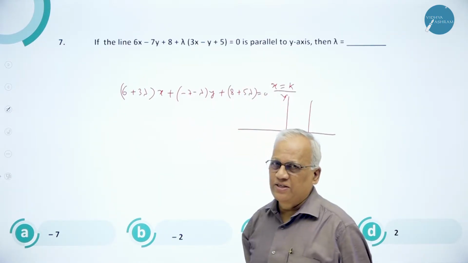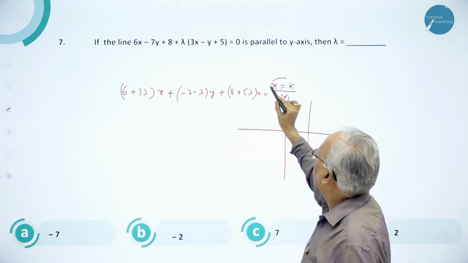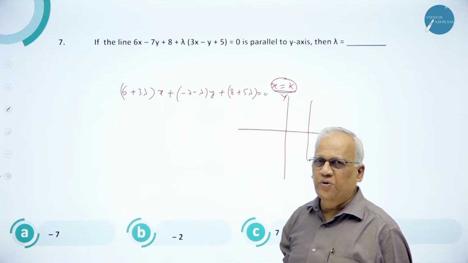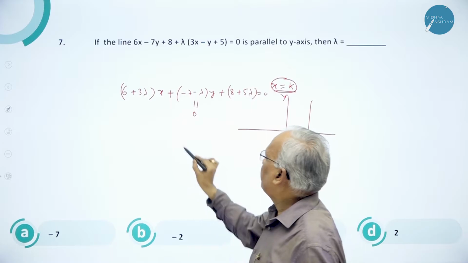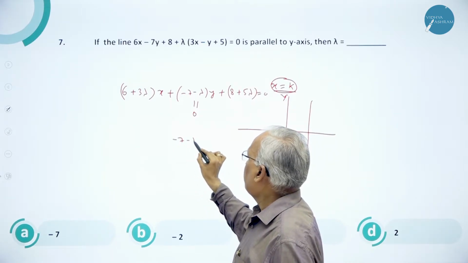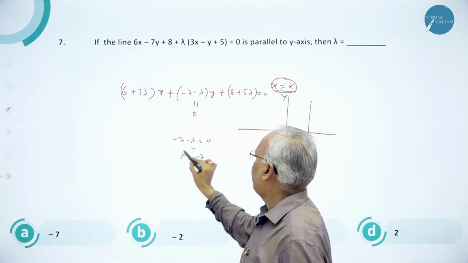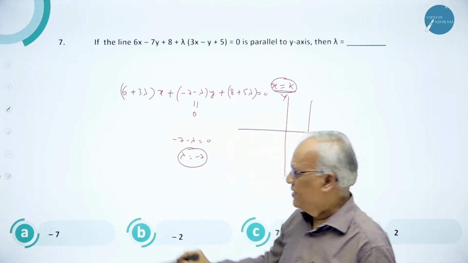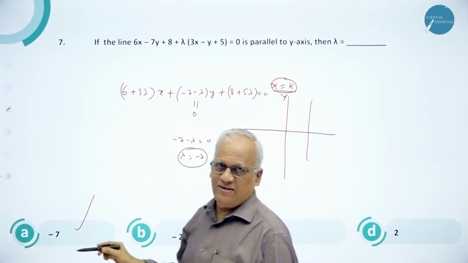Take this equation in the form ax plus by plus c equal to 0. You know, any line parallel to y-axis is in the form x equal to k, meaning the y term is absent. So it should be equal to 0. Therefore, minus 7 minus lambda equal to 0. Therefore, lambda equal to minus 7. Lambda equal to minus 7 is the answer. So A is the answer here.